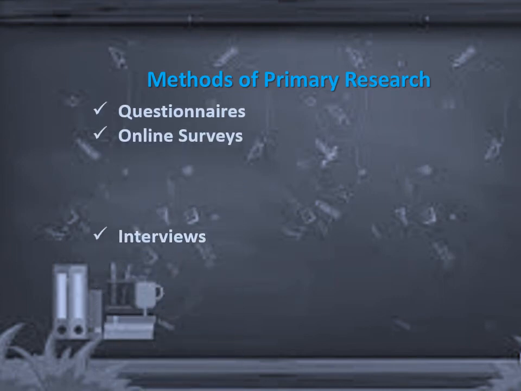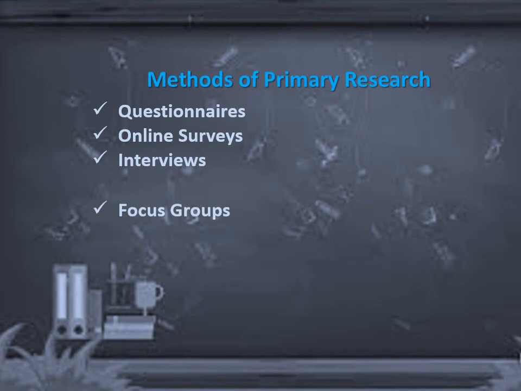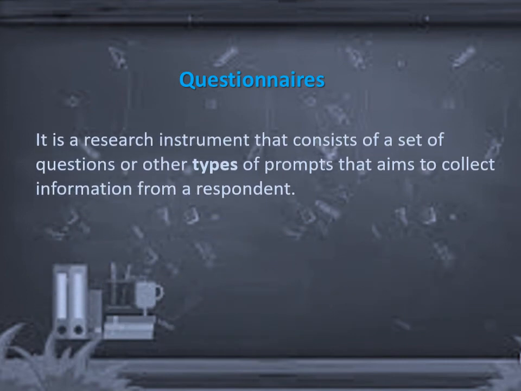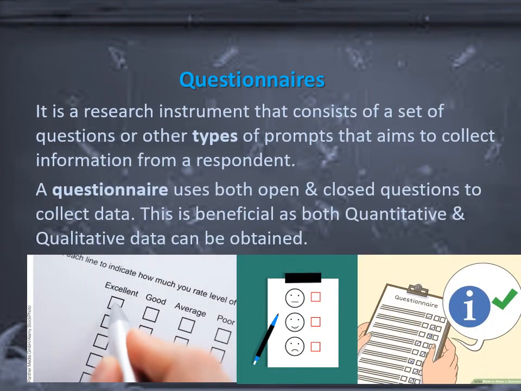After defining the process of primary research, there are different methods and tools being used for primary research. Questionnaires, online surveys, interviews, focus groups are the prime tools for conducting primary research. What is a questionnaire? I'm sure you're familiar.